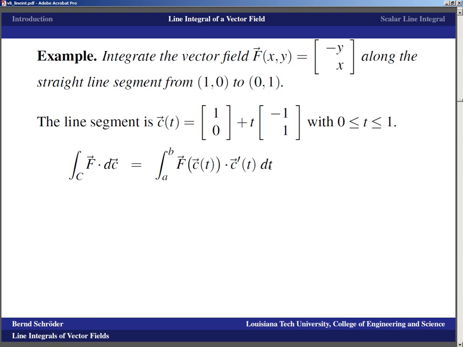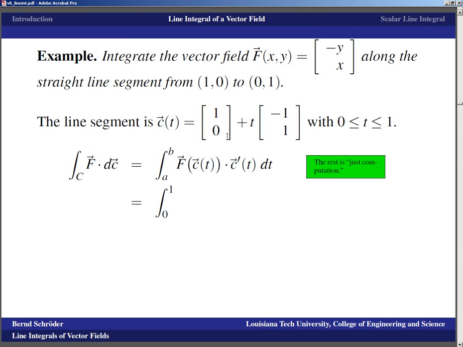That's the formula for the line integral. That's something we want to certainly grind into our memory. And the rest is just computation, because basically what that means now is our a is 0, our b is 1. Now we need f of c of t, and that means we have to plug the curve into the vector field.